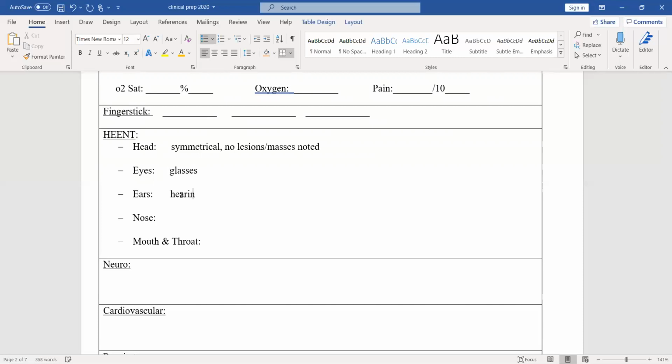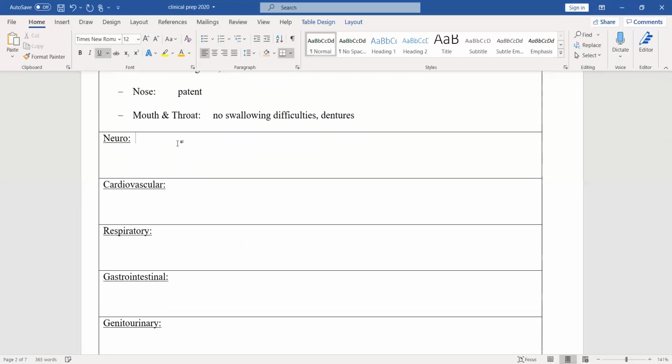They have hearing aids or they're hard of hearing. Their nose is patent. Mouth and throat, no swallowing difficulty. Teeth. Maybe they have dentures. That might be something you want to look for. Coming down here to neuro, we're looking at alert and oriented x3. No confusion noted.